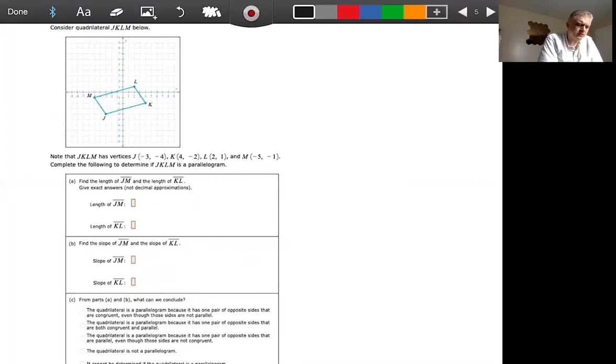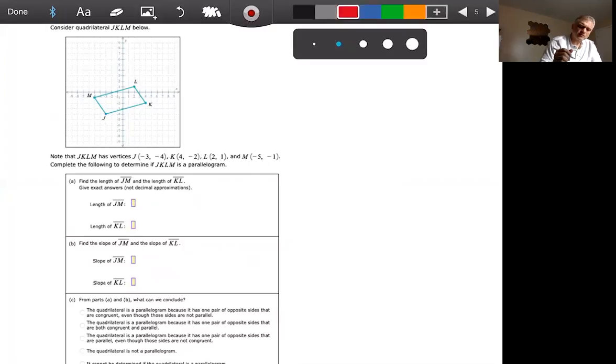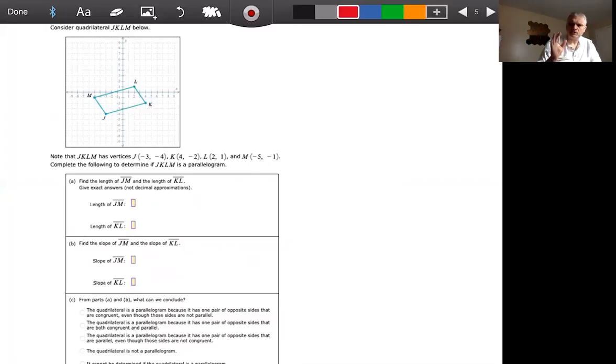Consider this quadrilateral. They give us the picture, they give us the coordinates. Now they say, let's find the length of JM and then the length of KL. So the length of JM, you could do this with the distance formula, okay? You absolutely could do this with the distance formula, with your J and your M. As a matter of fact, let's use the distance formula for the JM side, and then we'll use something else for the KL side, just to show you two different ways to do this.